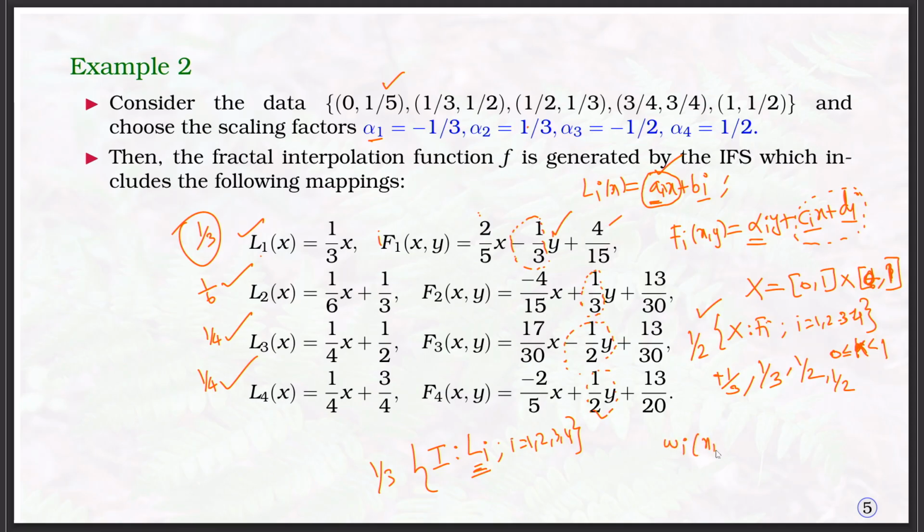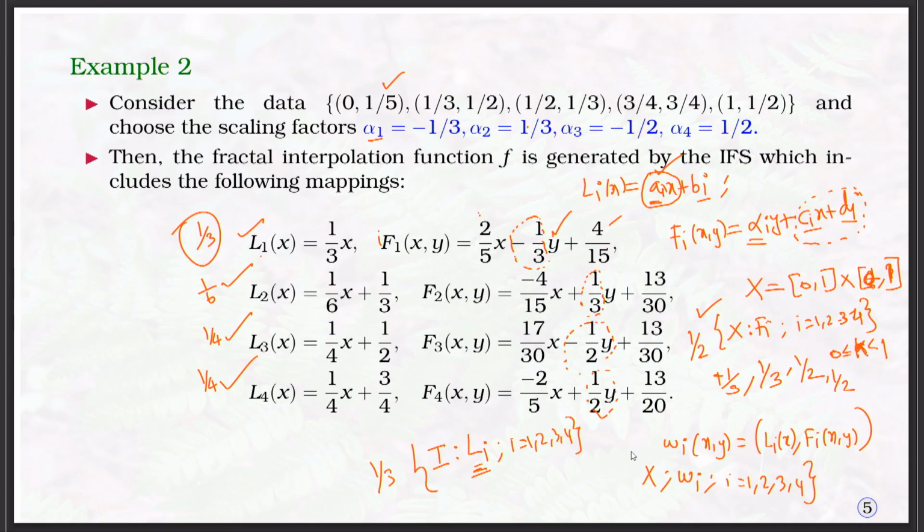Now, from this F_i and this L_i we are forming the W_i. So, W_i of x comma y is defined as L_i of x comma F_i of x comma y. Then we can take x with this W_i, which again forms an iterated function system.